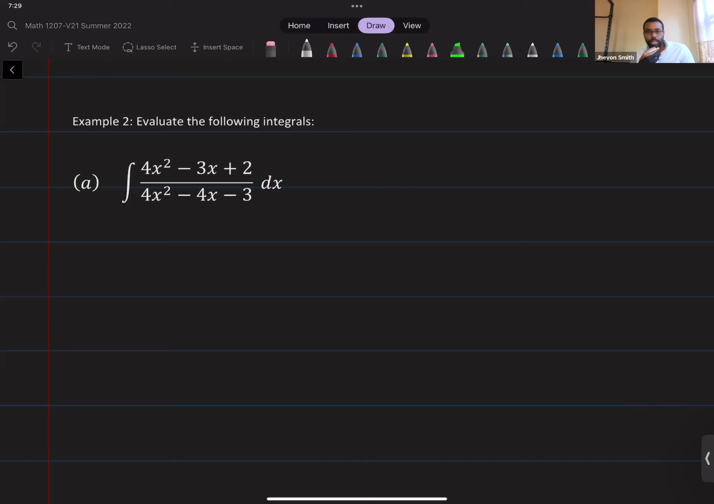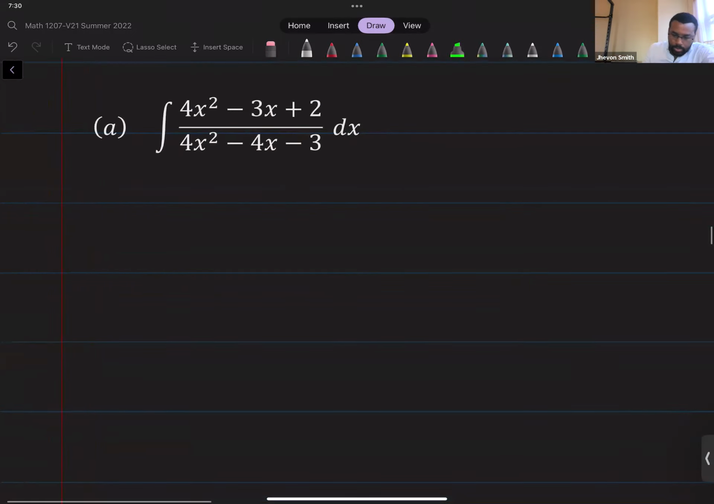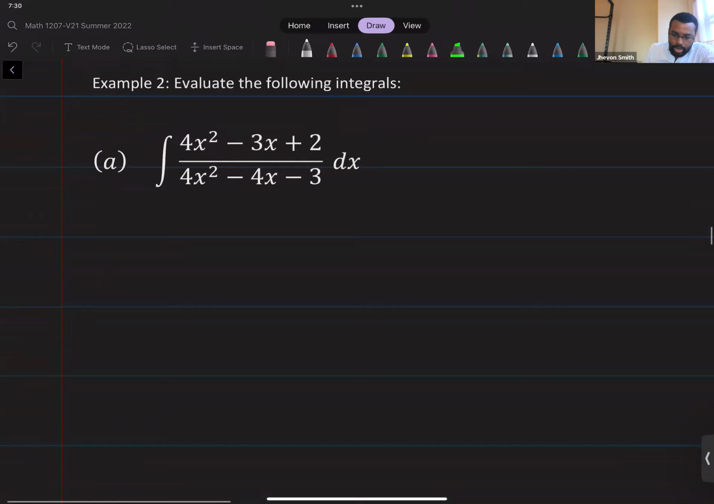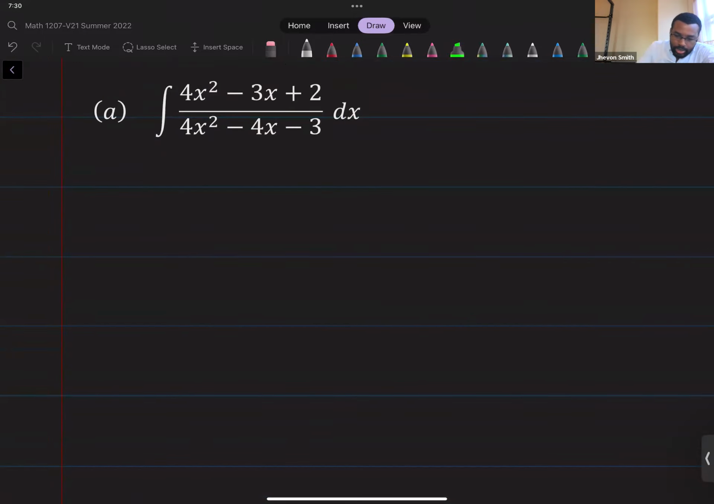But it is a rational function. And it turns out that the denominator does factor. So that gives me the idea that partial fractions might be doable. However, you'll notice that it's not in the right form for a partial fraction. So I would probably need to fix that.